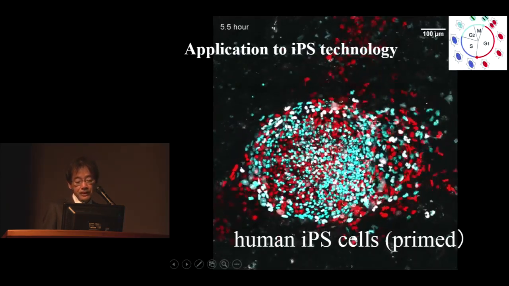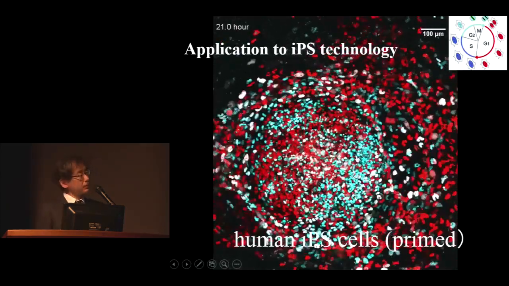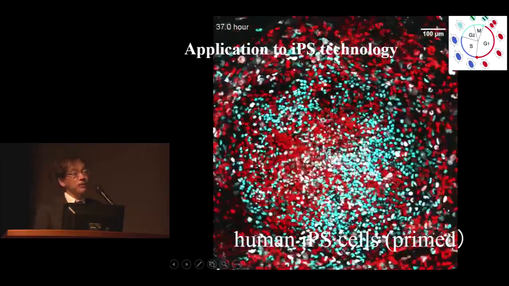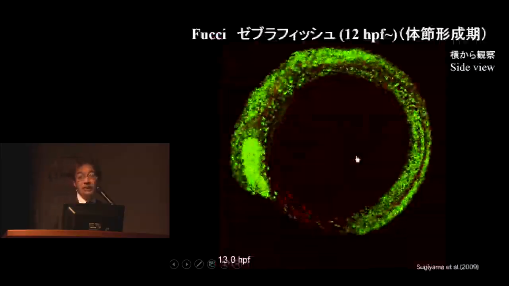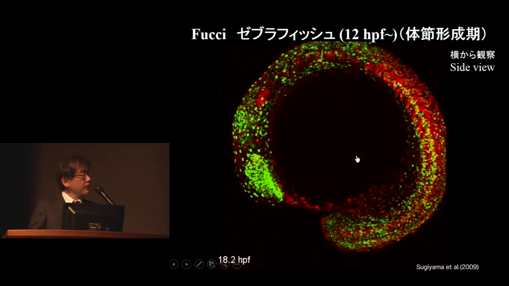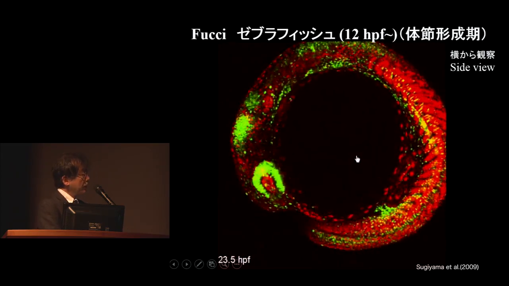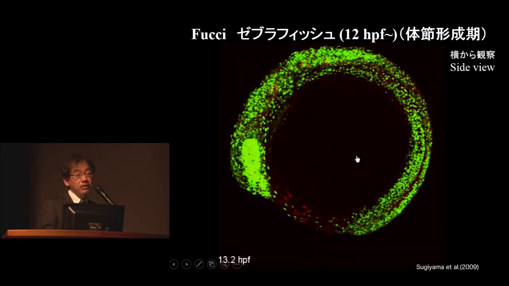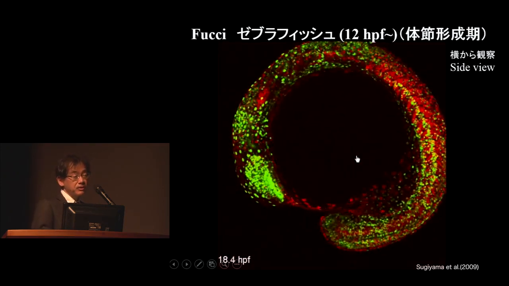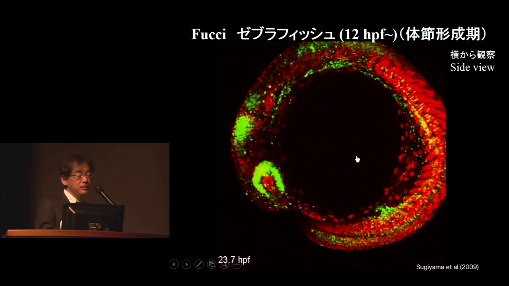Okay. And this can be applied to human iPS cells, and of course zebrafish. And in the zebrafish embryo, we can obtain the cell cycle profile in four dimensions, X, Y, Z, and T, time.